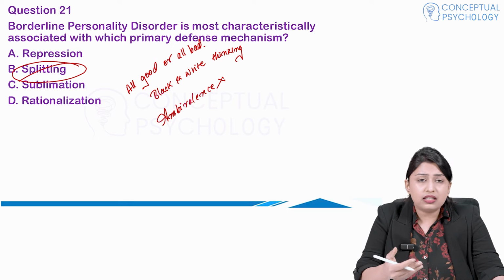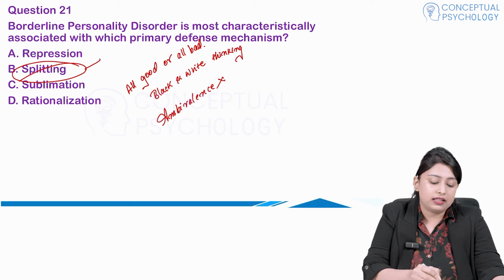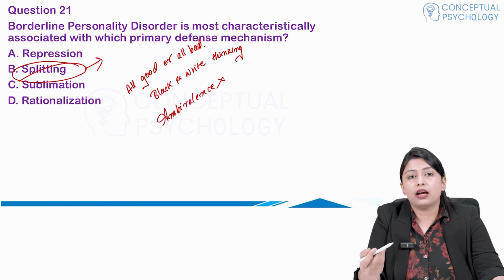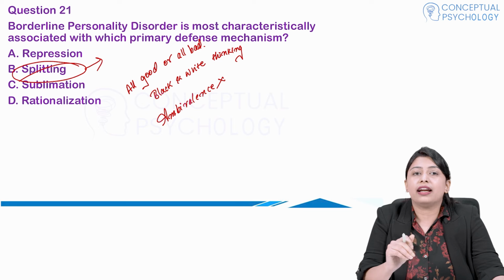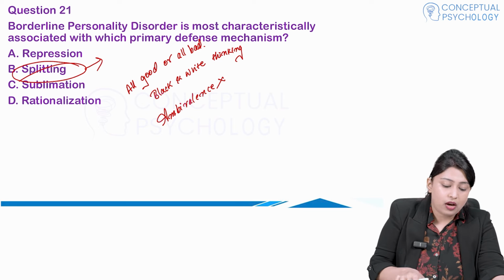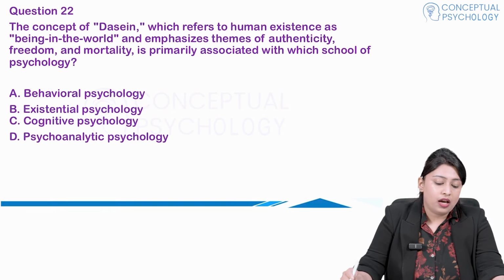Other related defense mechanisms in BPD, apart from splitting, which is the hallmark, are projective identification, devaluation, and even idealization. All right. I hope this one is clear. Moving on.